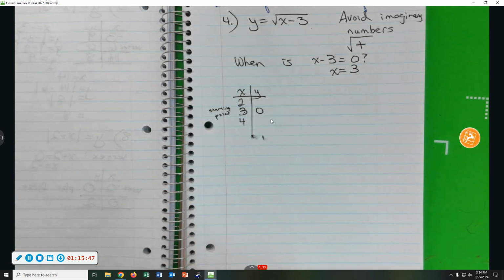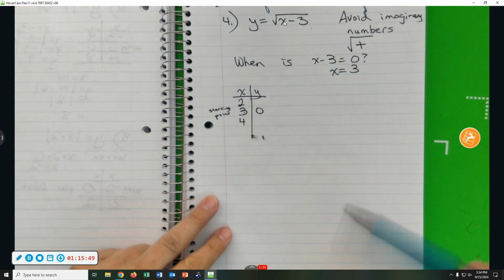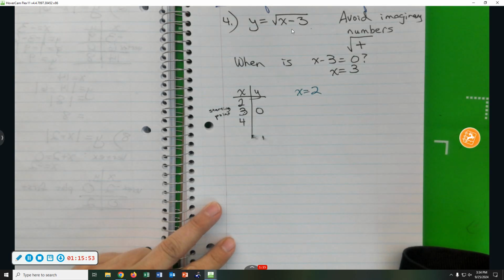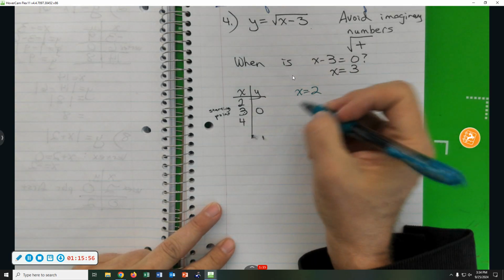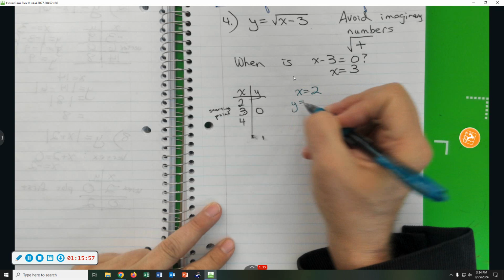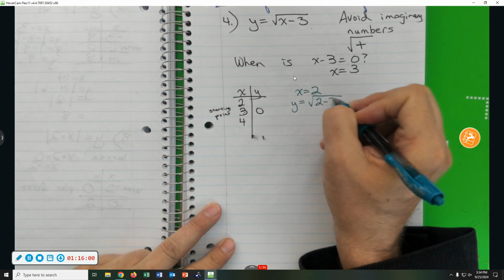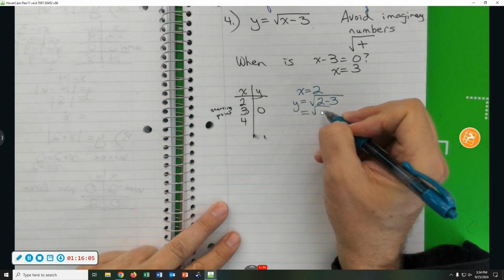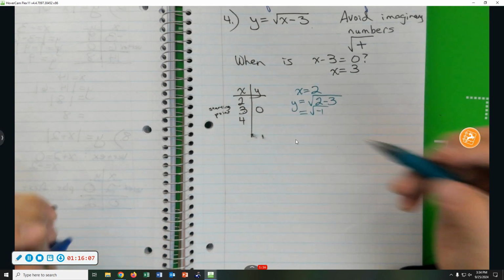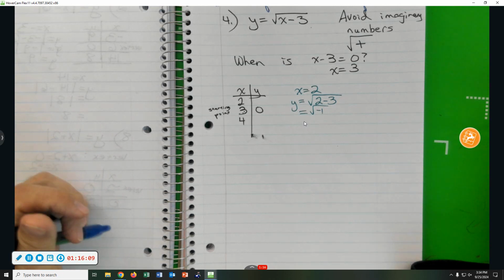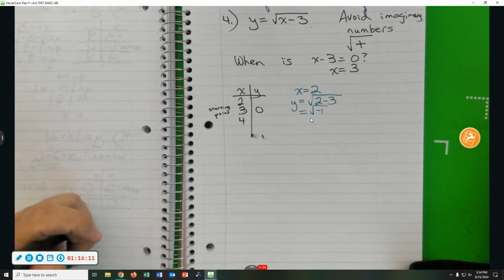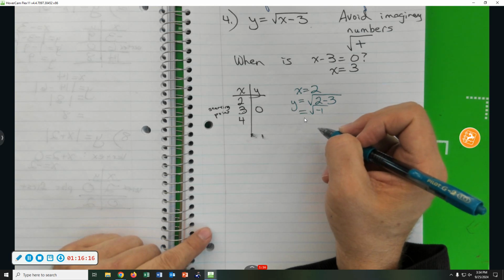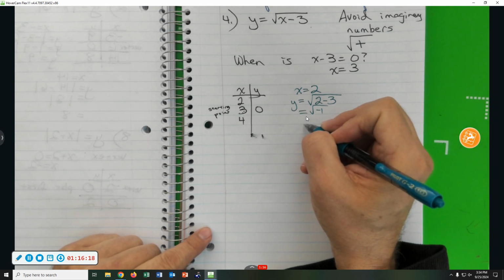So, what if you plugged in 2 for x? What would happen? Can you use 2? One side is okay, one side isn't. Suppose you plug in 2. You get y equals the square root of 2 minus 3. 2 minus 3 is negative 1. What's the square root of negative 1? It starts with an I. You're thinking absolute value, not square root. It's going to be imaginary.